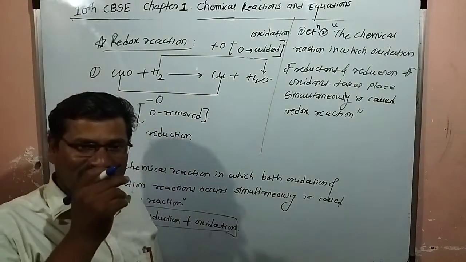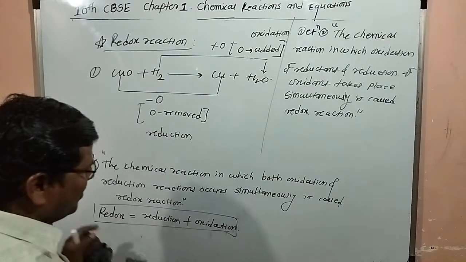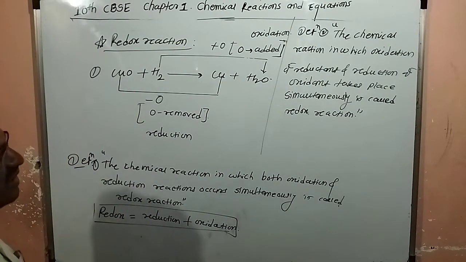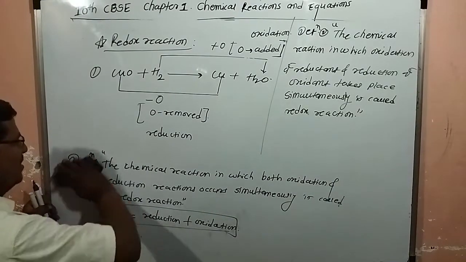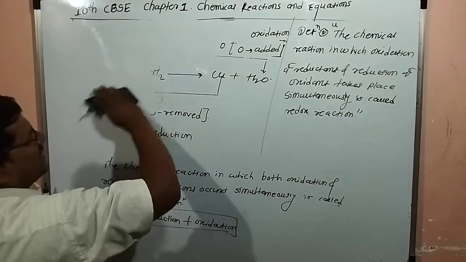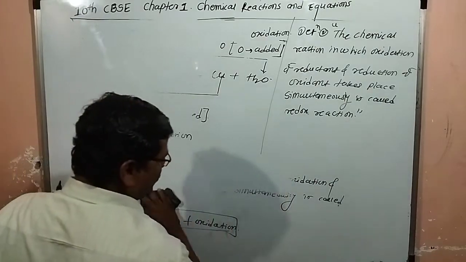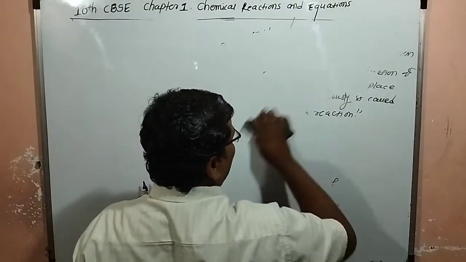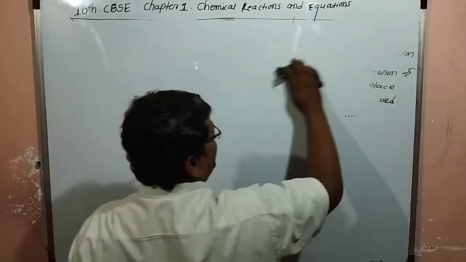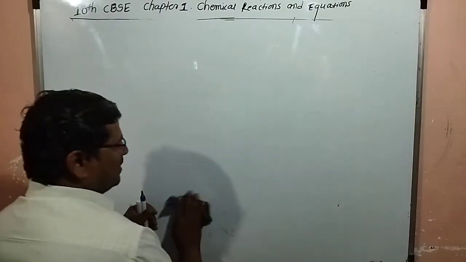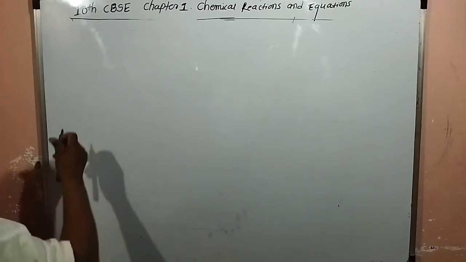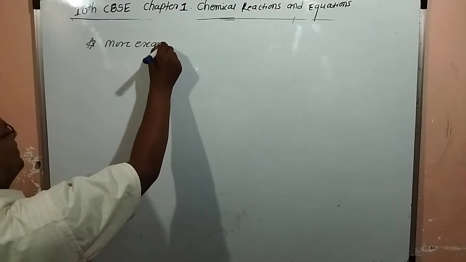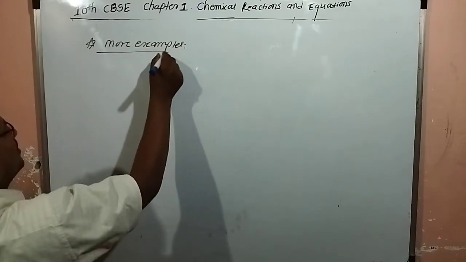Some other examples we'll take about redox reactions. You write this one, and I will rub this one and write other examples of the redox reaction. You have to write these examples in your notebook or make your own notes. Next, more examples of the redox reaction we are going to study.